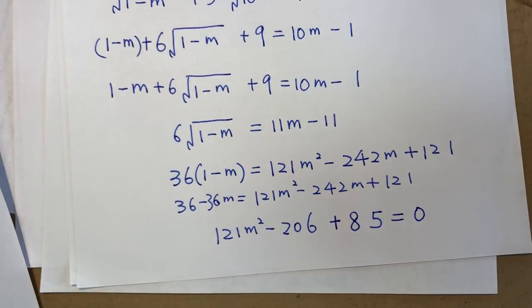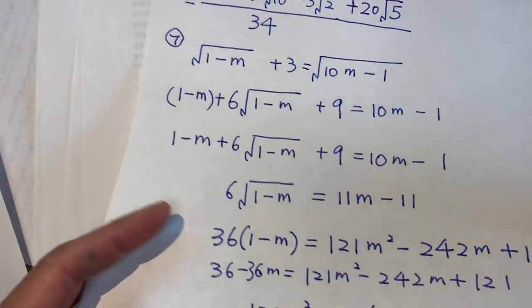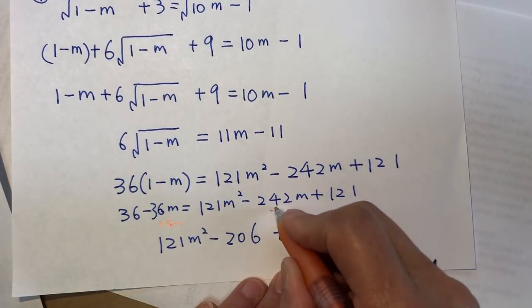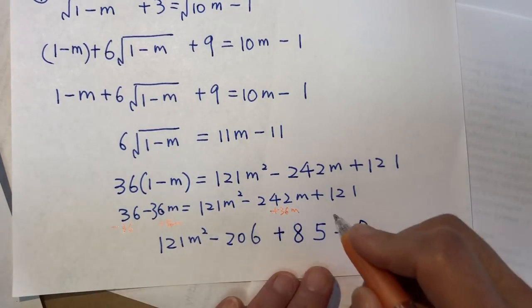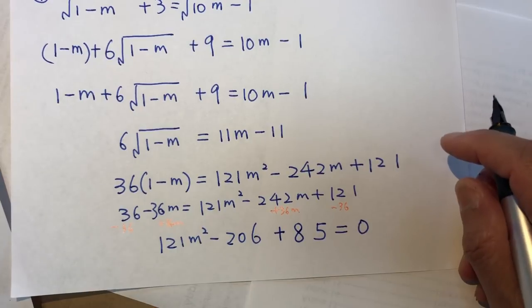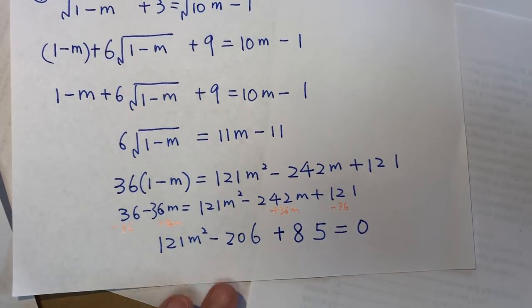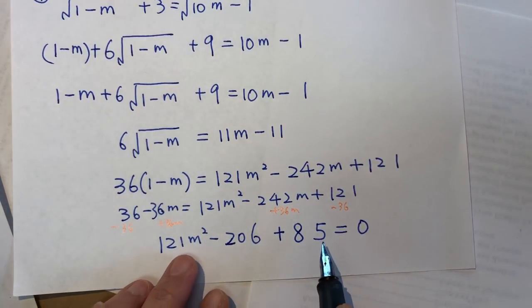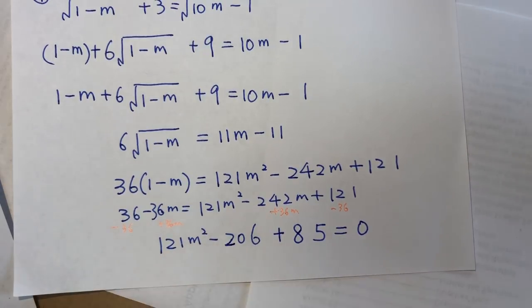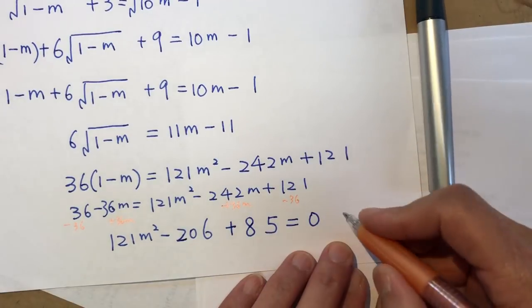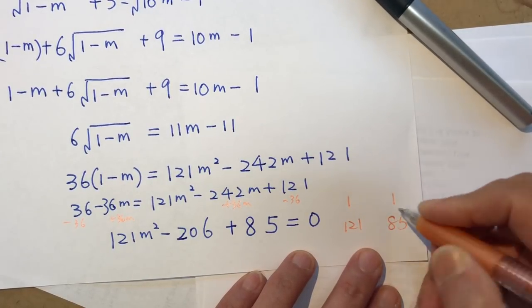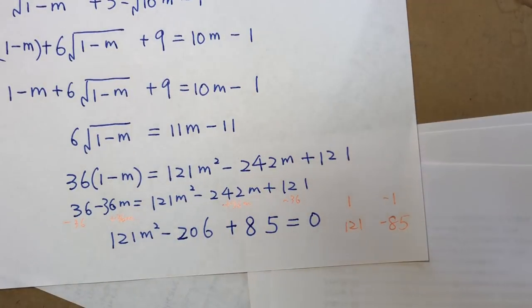Okay, we just do some calculation, do some movement, and I did not change anything, right? So this one is plus 36m minus 36. So this is the result. Gosh, why did the teacher make this number so complicated? I see something. 121 plus 85 is 206. Maybe we can do the factoring. Ooh, we did it right.